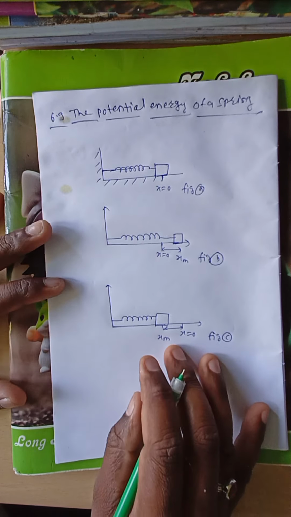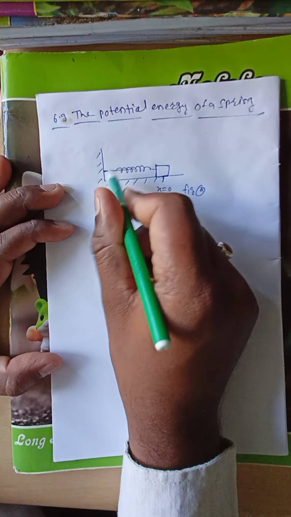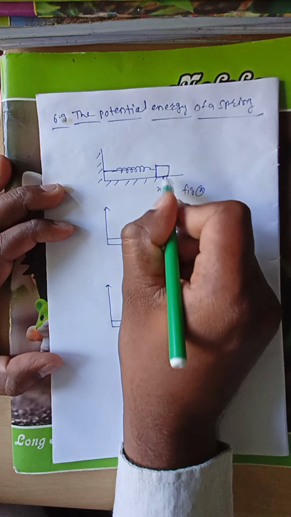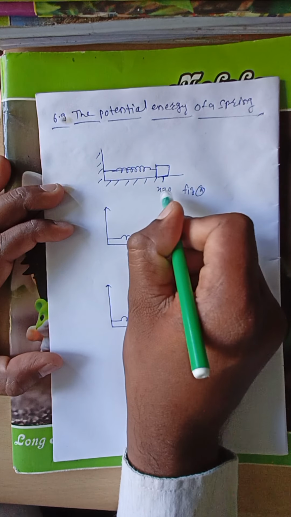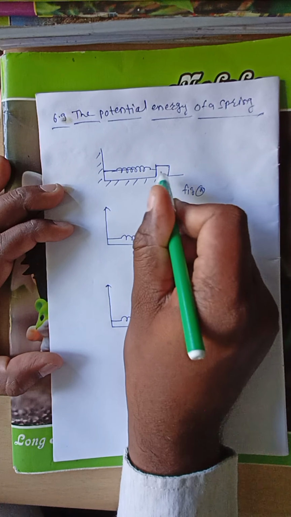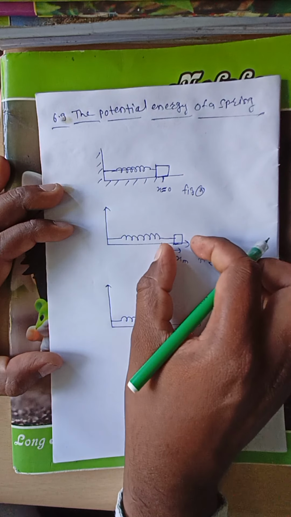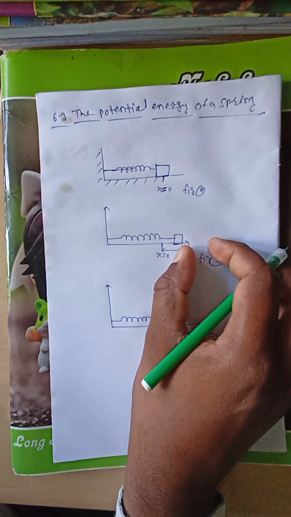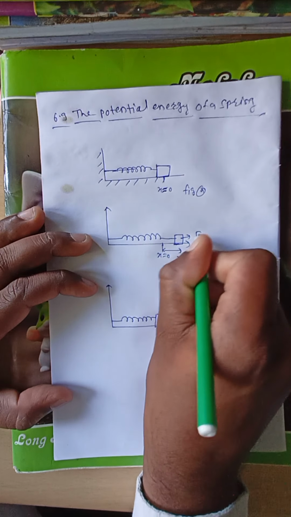Now what happened? When the block is attached with the spring and placed on a horizontal surface, the block lies at a point, and that point is x is equal to 0. When you apply the external force in an outward direction, this is the applied force.